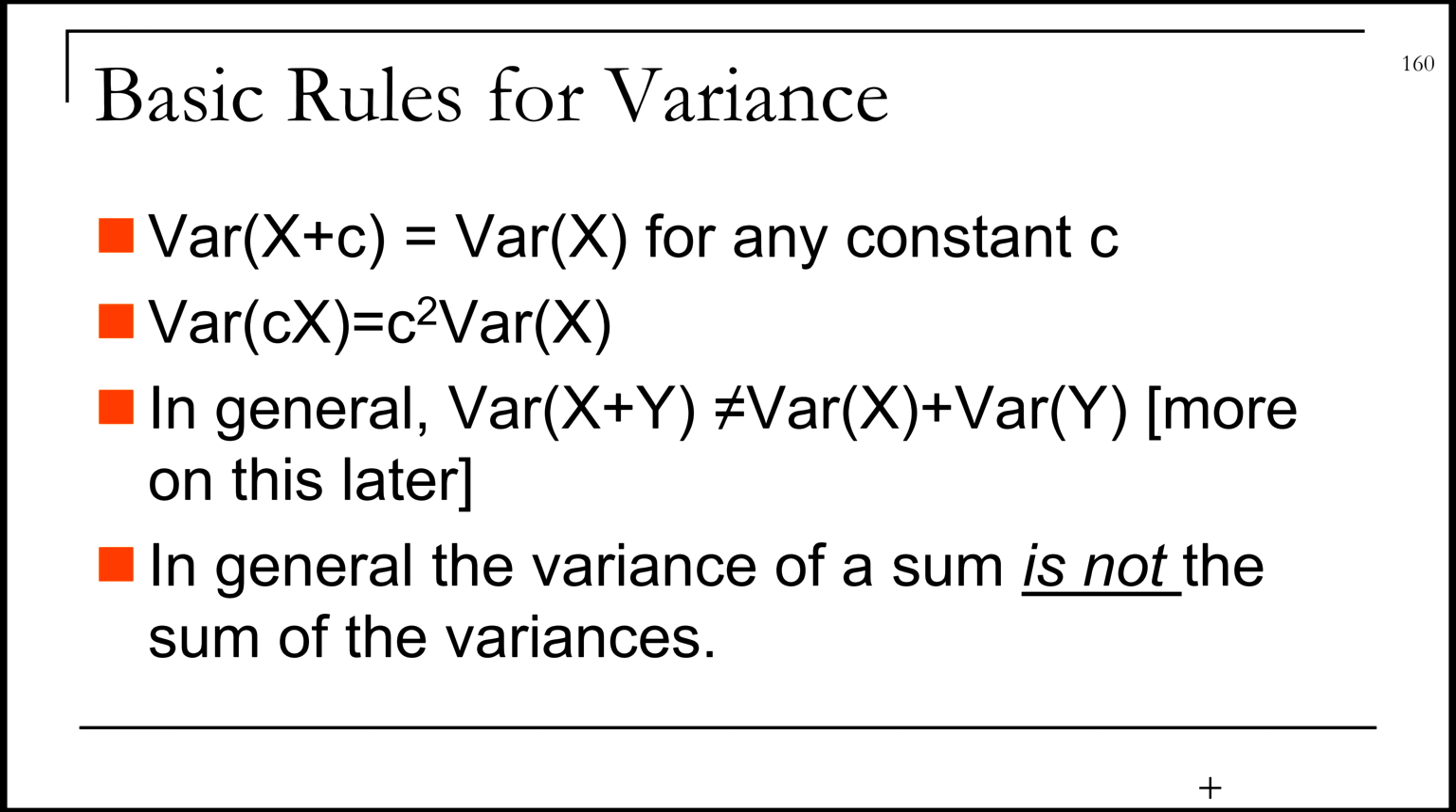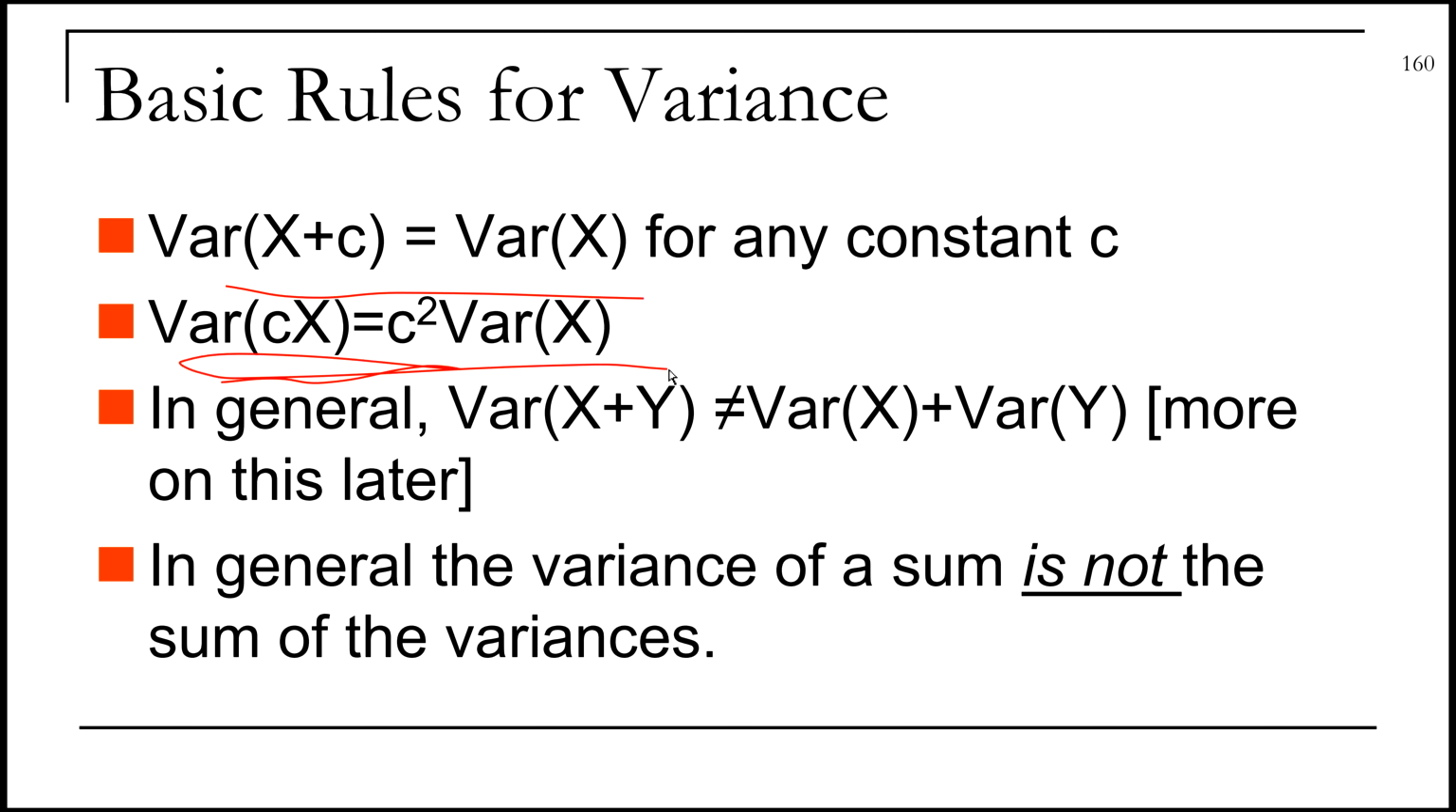Some basic rules of variance. Variance works a little bit differently than expected value. The variance of x plus c is the variance of x. Shifting something over by c does not change the variance. Variance is all relative to the mean. And if you shift everything over by a constant, the mean is shifted over by a constant. So shifting does not affect variance.